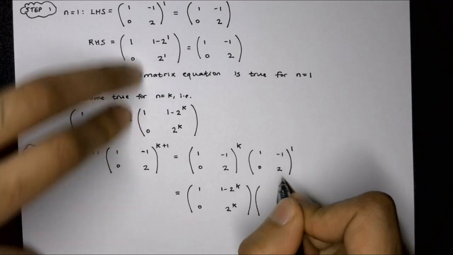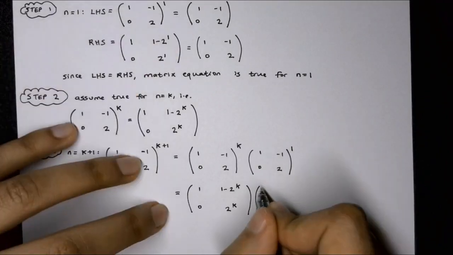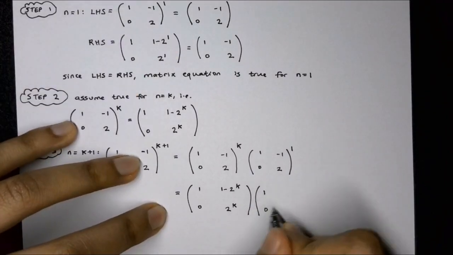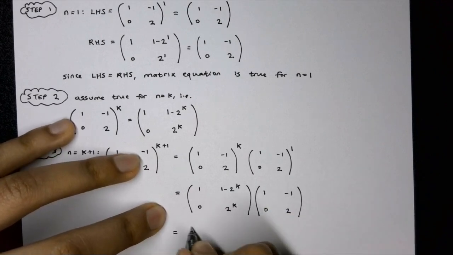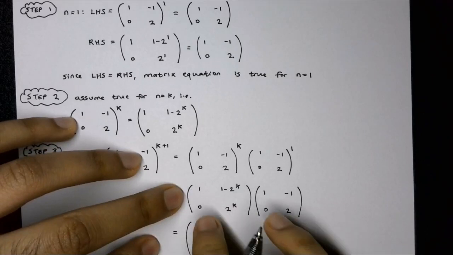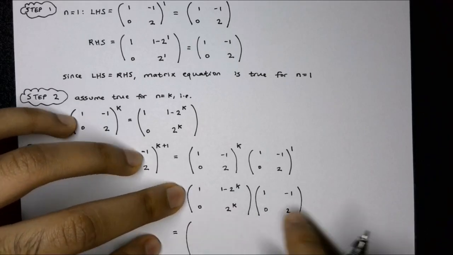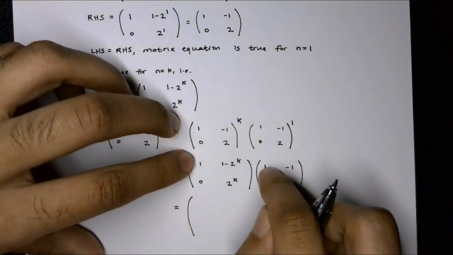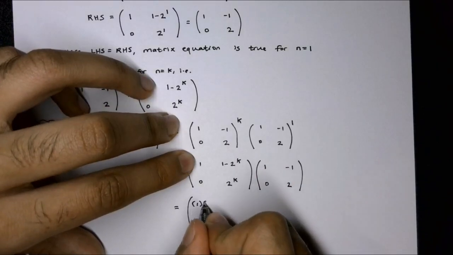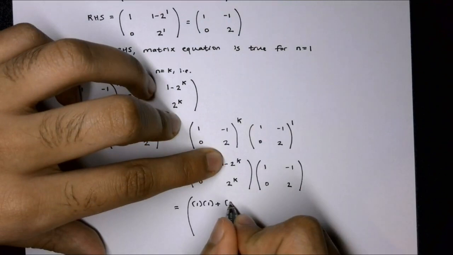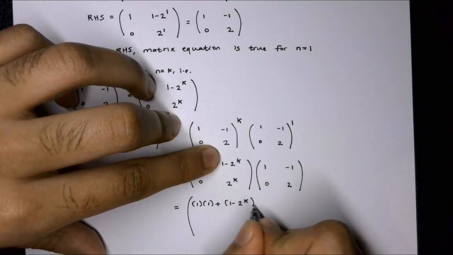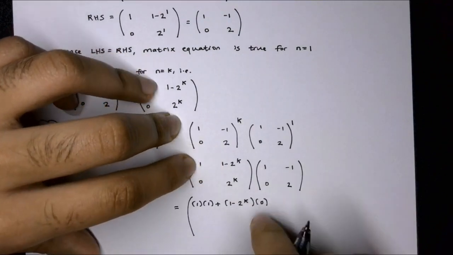This result here is what we have over here, 1, 0, minus 1, 2. And now if we expand all of this out, a 2 by 2 times a 2 by 2, that's also going to be a 2 by 2. So here we've got 1 times 1 plus 1 minus 2 to the k times 0. So that's this element here.